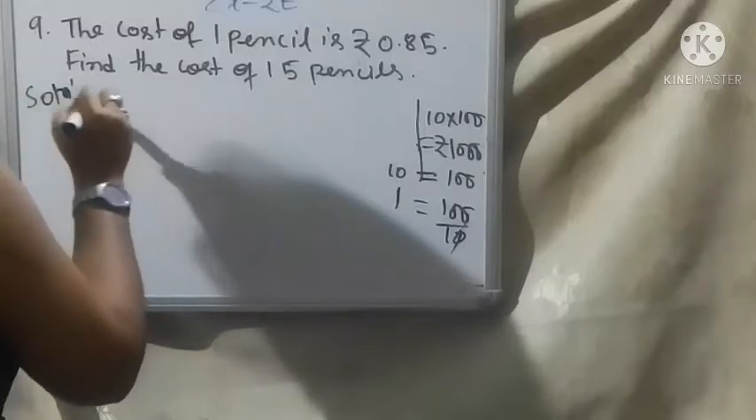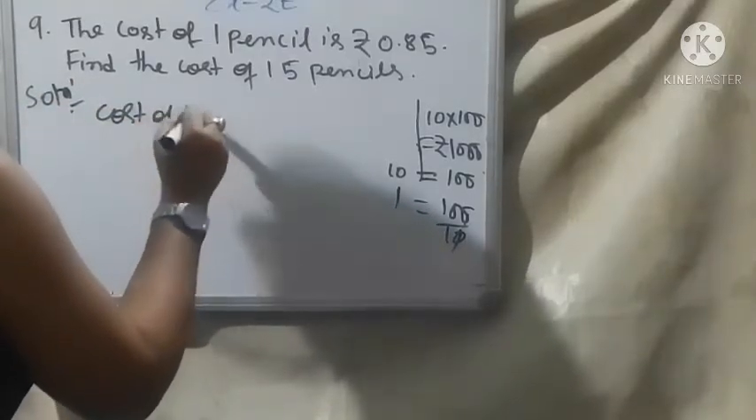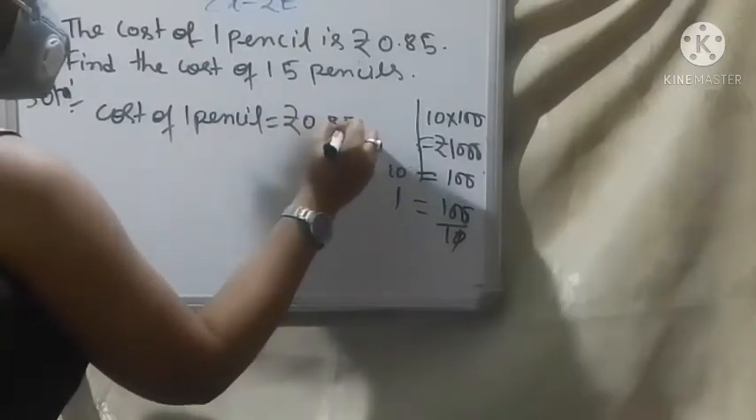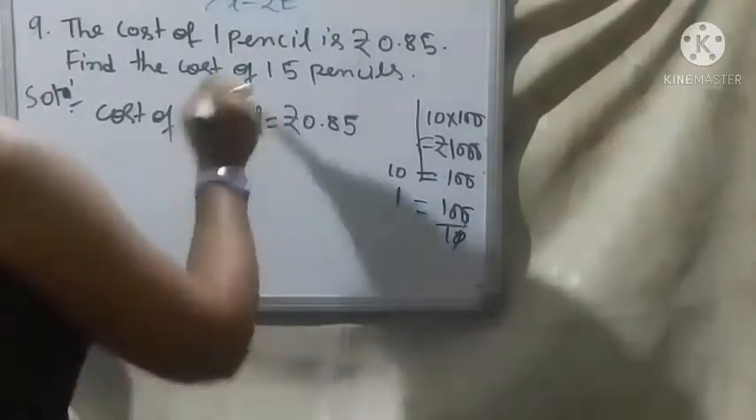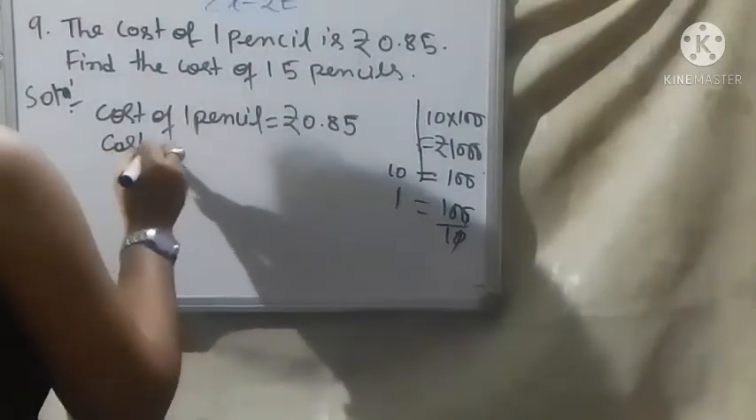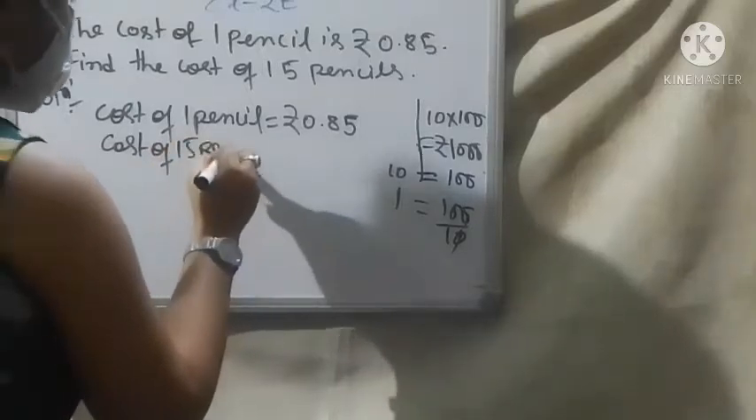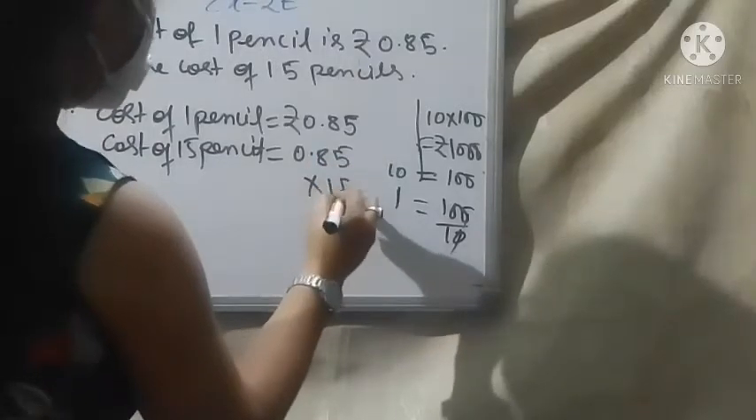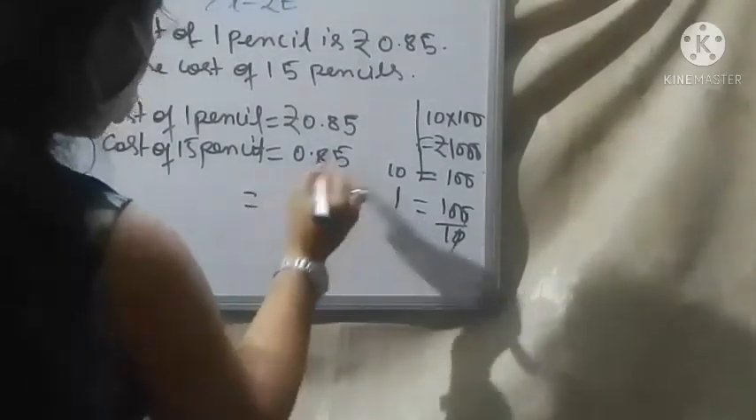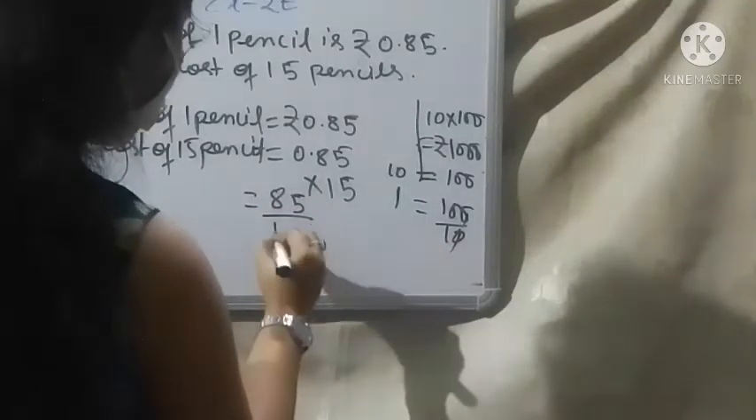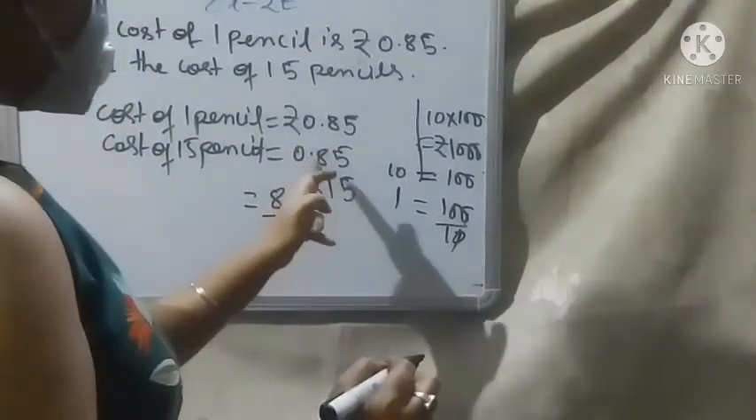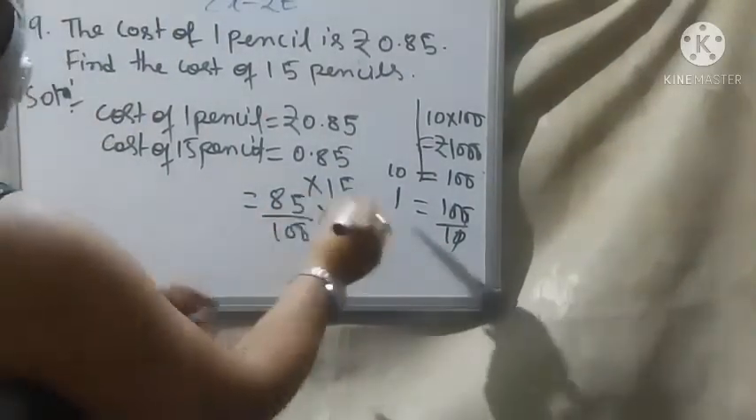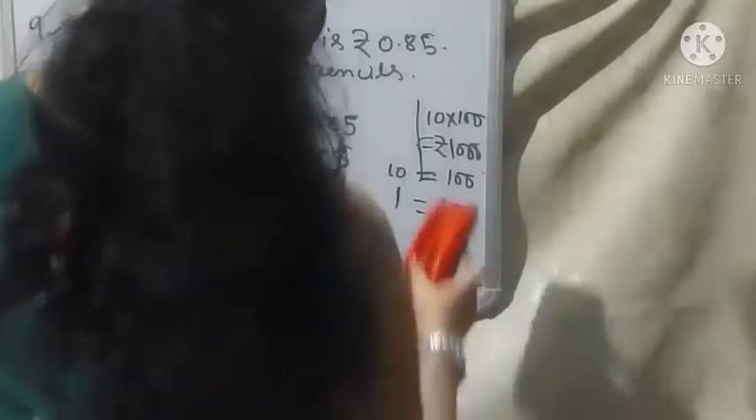So what will you write? The cost of one pencil is how much? Given rupees 0.85. Okay, means 85 paise. So then the cost of 15 pencils will be how much? 0.85 will be multiplied with 15. Now you see how I am doing the multiplication. I am removing the decimal point. Here I am writing 100. Why 100? After the decimal, how many digits are there? 2 digits are there. Into 15. This you multiply in rough and you write the answer.